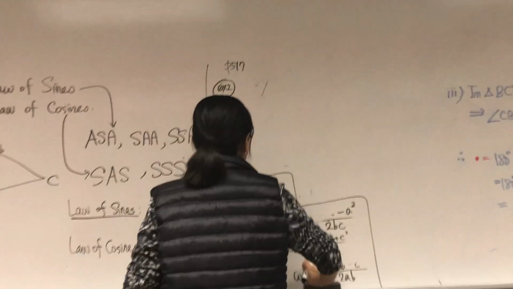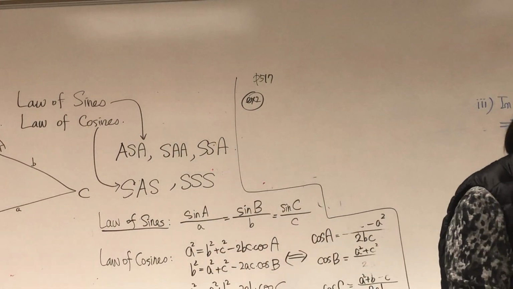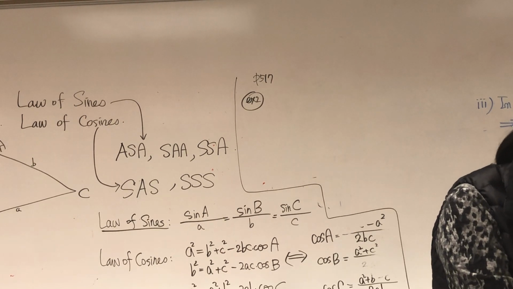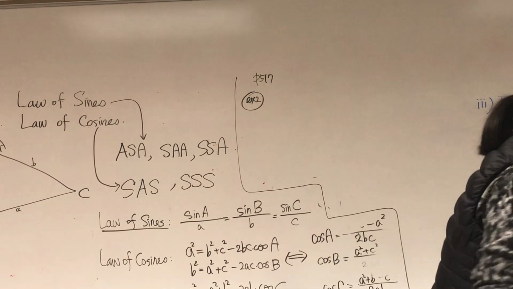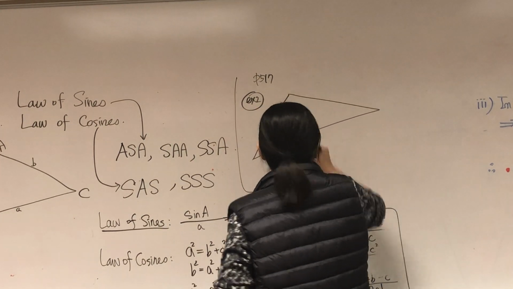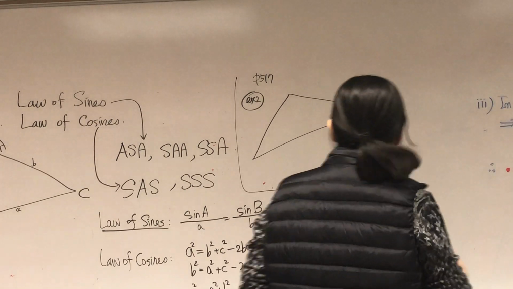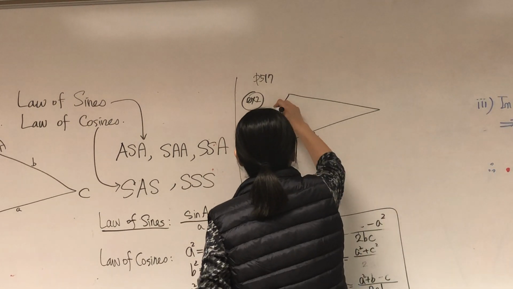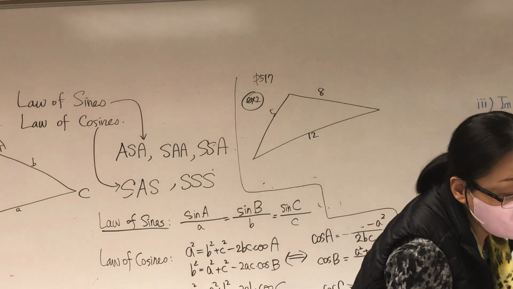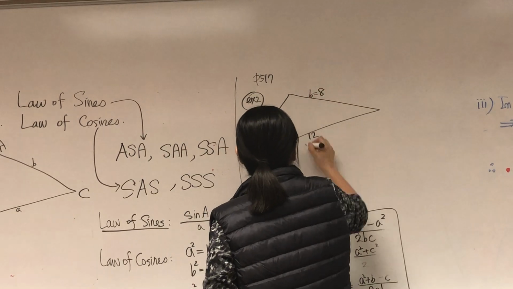What is given? Here we know A is 5, B is 8, C is 12, and we need to find all angles. So you have to draw a triangle with sides 5, 8, 12. And this is A, B, C, okay? This is A, this is B, this is C.